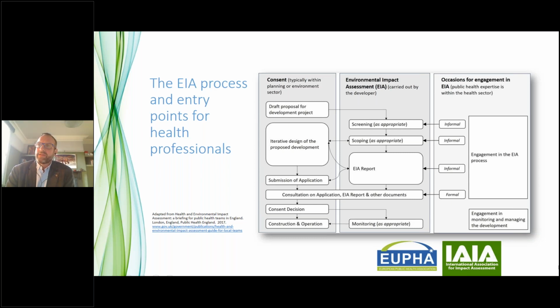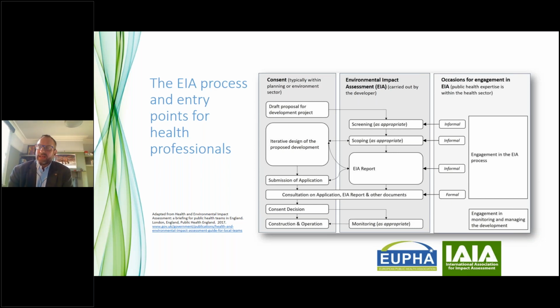In the 10 minutes that I have with you, I'll talk about the EIA process a bit more. This diagram we use in the document, shown in the middle column, shows the environmental impact assessment process and how this is usually carried out by the developer with a range of stages which will be familiar to those of you who know about impact assessment. So I'll run through those stages in the next few minutes.